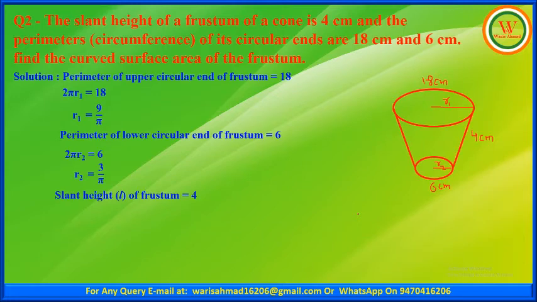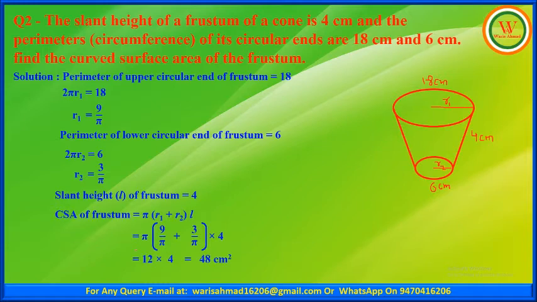As we know, the curved surface area of a frustum is equal to pi times (r1 plus r2) times the slant height, or you can say L. In place of pi we can write pi, in place of r1 we can put 9 upon pi, and in place of r2 we put 3 upon pi, which we have already calculated, and then the value of L is 4, so we write 4 also. After solving this, we will have 12 into 4, that is equal to 48 centimeter square. So finally we can write, hence the curved surface area of the frustum is equal to 48 centimeter square. So this is the final solution of this question.